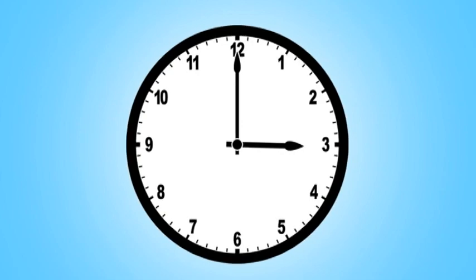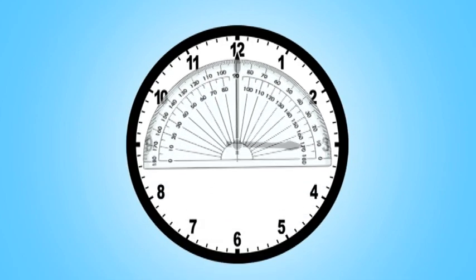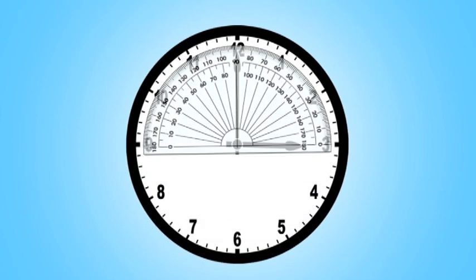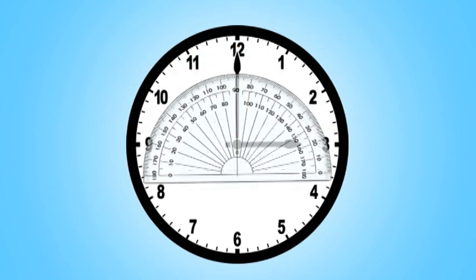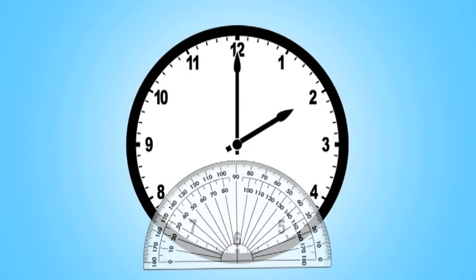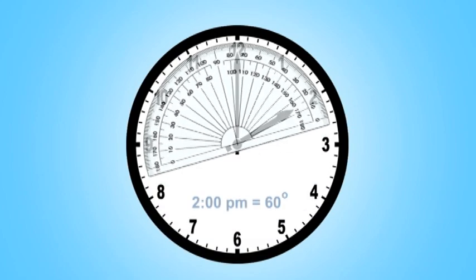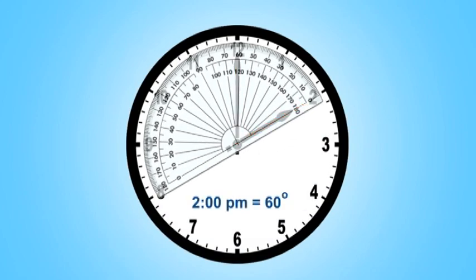Looking back at the clock, we see that for 3 o'clock p.m., the angle ABC has a measurement of 90 degrees if we place the number 3 at the 0 degree point. Shifting the time back to 2 p.m. gives us an angle of 60 degrees.